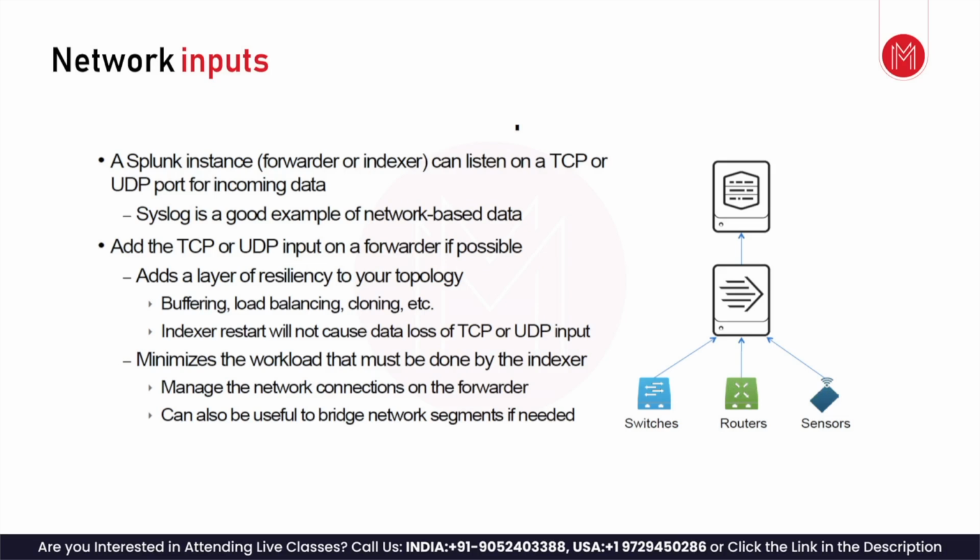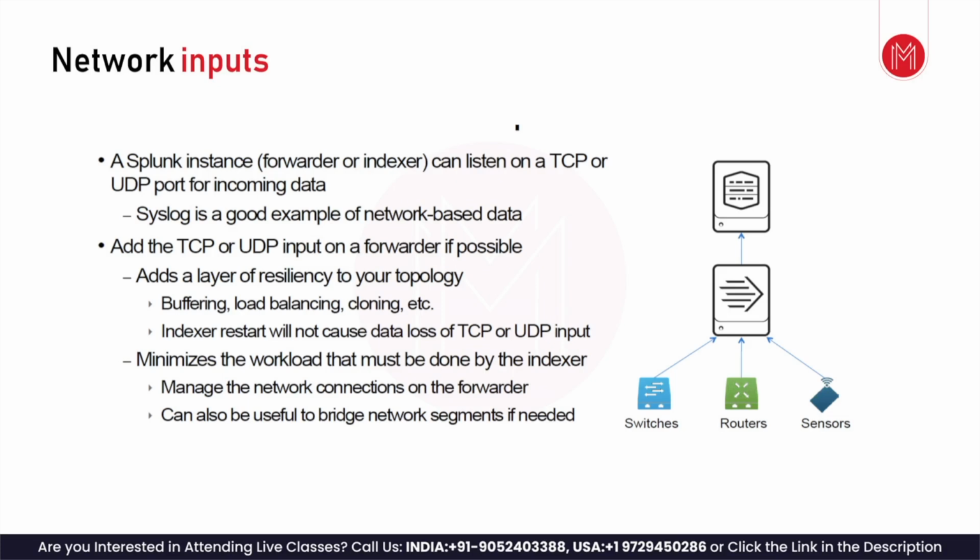For example, what they are saying is that we get data into Splunk in different ways. TCP and UDP is also one of the ways to get data into Splunk. So where do you configure this? Where the port actually listens. The port will listen on either an indexer or a forwarder, so you can use either of the Splunk instances. Switches, routers, sensors, these are network devices. Their data goes to the indexers, and from the indexers to the search head.